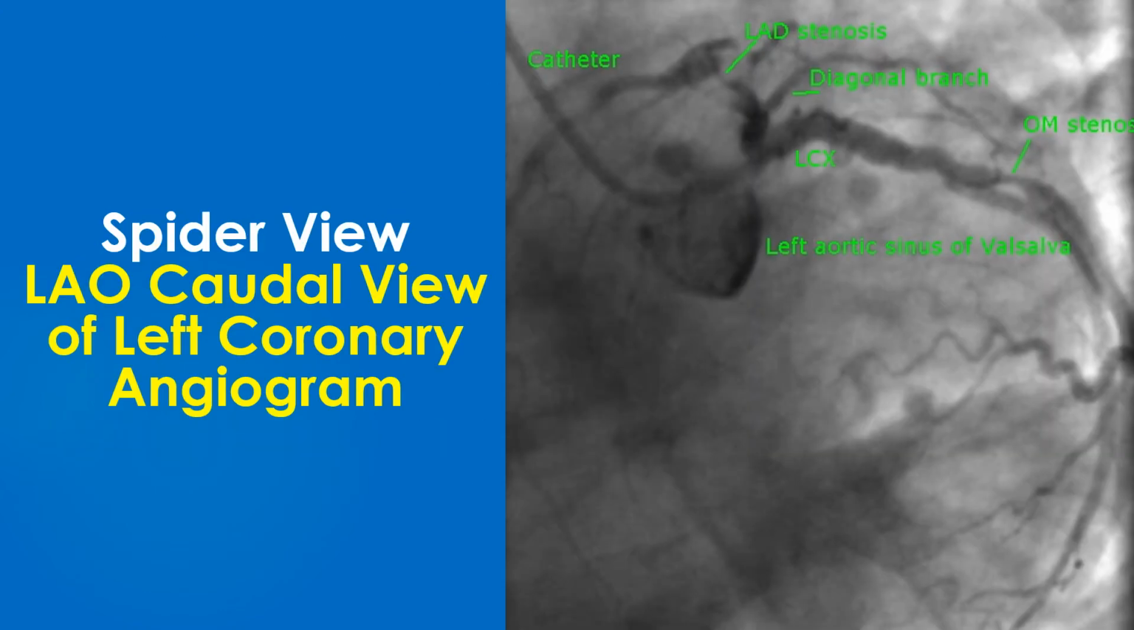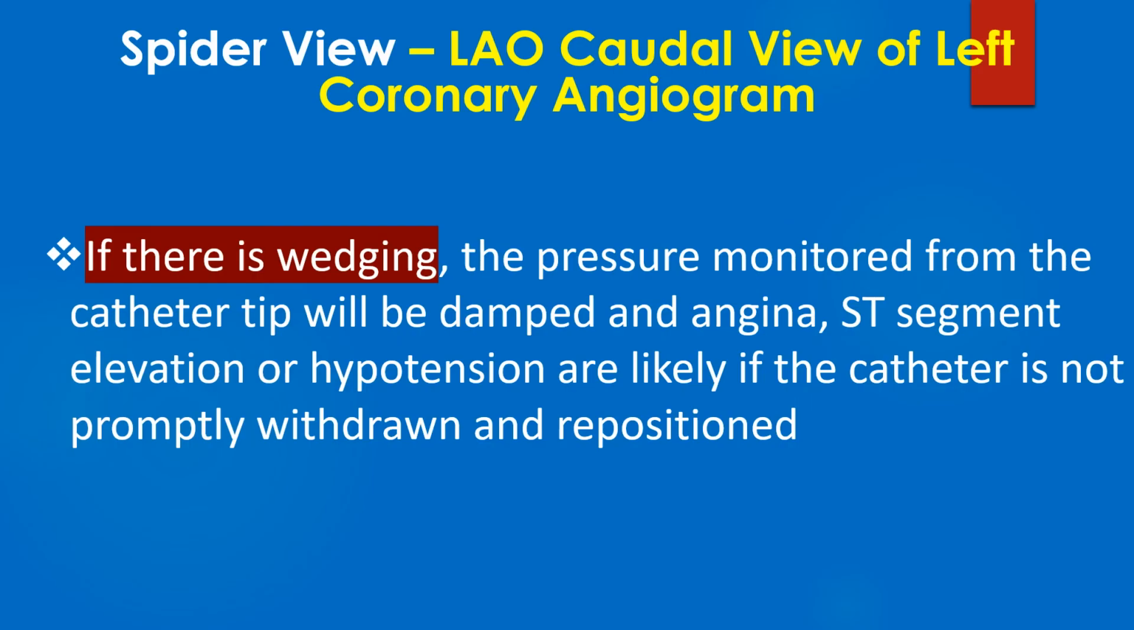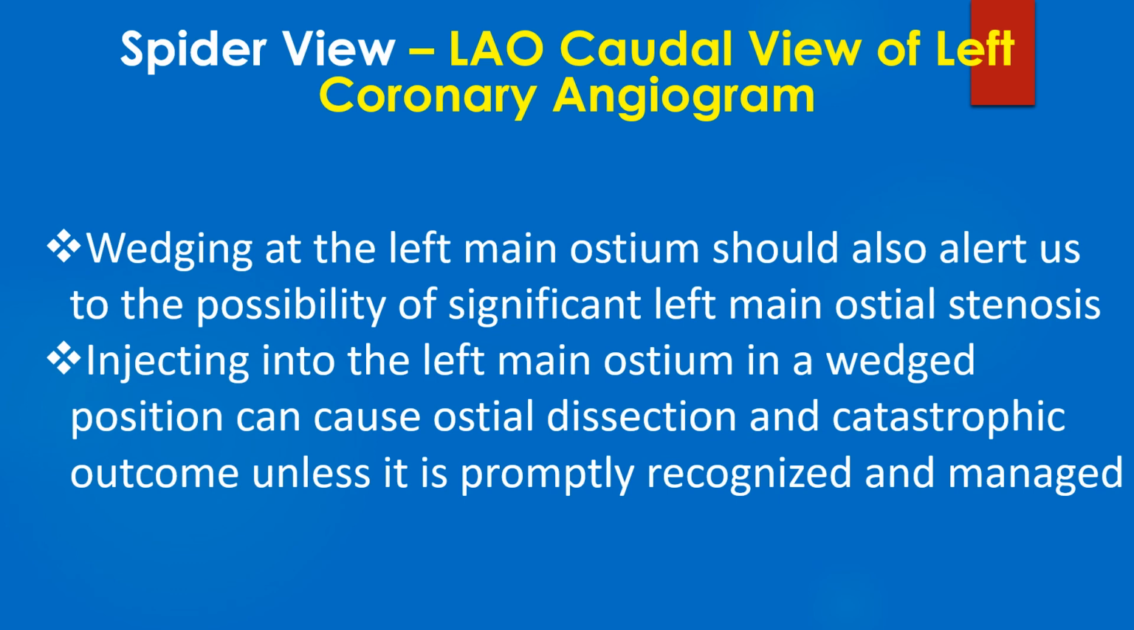Dye reflux in the left aortic sinus of Valsalva is seen in this image, indicating that there is no wedging of the catheter in the left coronary ostium. If there is wedging, the pressure monitored from the catheter tip will be damped and angina, ST segment elevation or hypotension are likely if the catheter is not promptly withdrawn and repositioned. Wedging at the left main ostium should also alert us to the possibility of significant left main ostial stenosis.